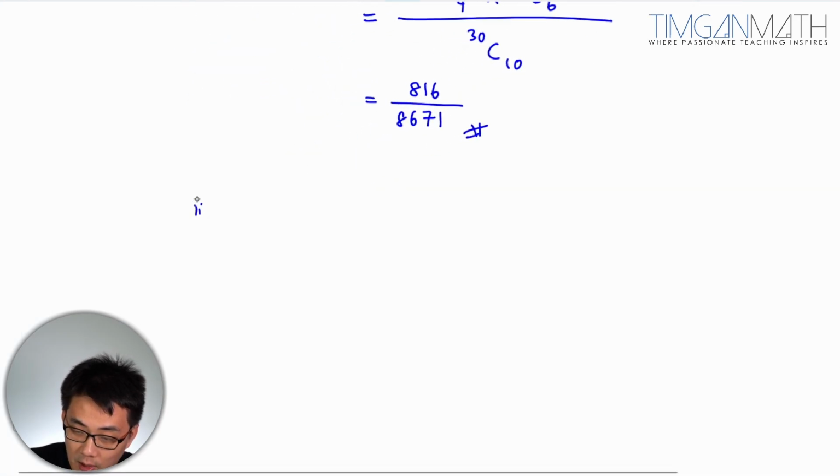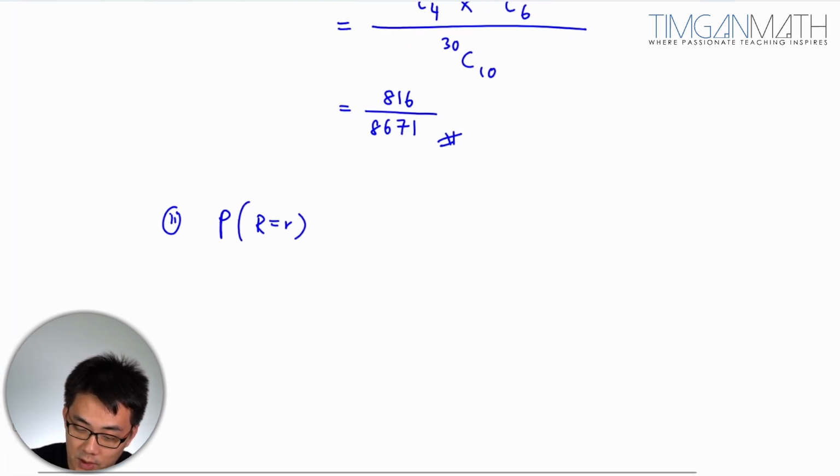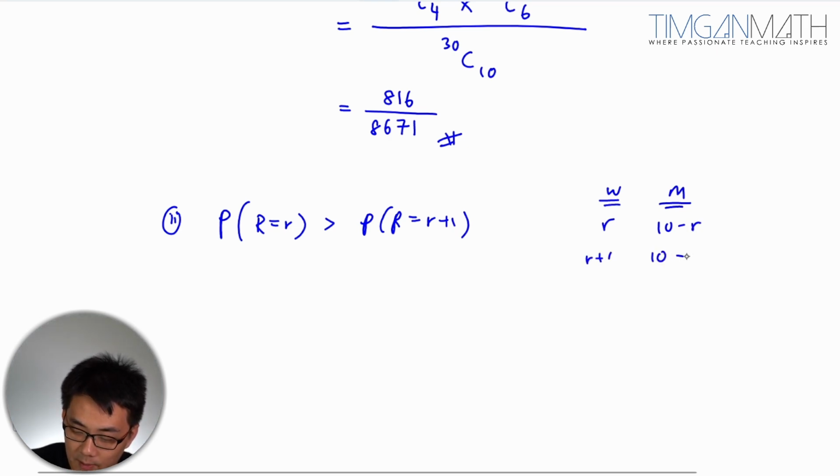Now P(R = r), small r, just means that you choose r women, right? If you have r women, just take note, in the committee of 10, this will be bigger than P(R = r + 1). If you have r women, then the men will have 10 minus r. If you have r + 1 women, then you have 10 minus (r + 1) men. Am I right? So this is the case there.